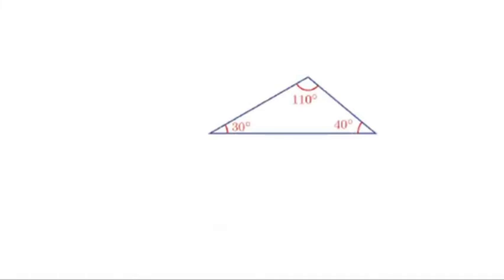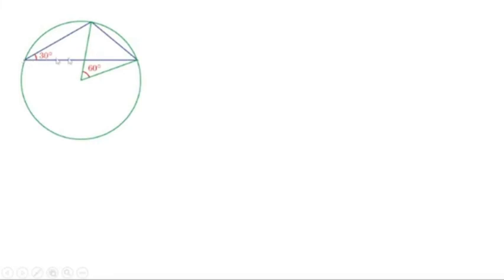Consider this question. We have a triangle of angles 30 degree, 40 degree and 110 degree. So we want to find ratio of its sides. First, consider the central angle is 60 degree.